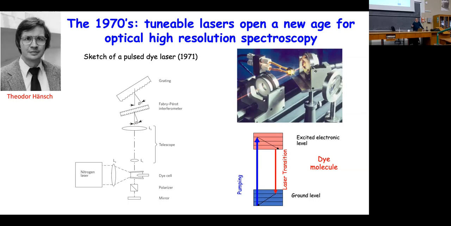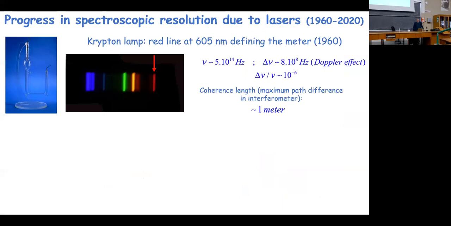This was a pulsed laser because the nitrogen pump was pulsing the excitation. And so the bandwidth was ultimately limited by the inverse of the time of the pulses. So it gave a very limited resolution, but still it allowed to do a lot of interesting experiments.